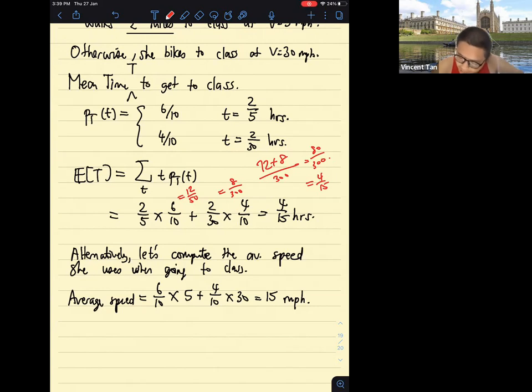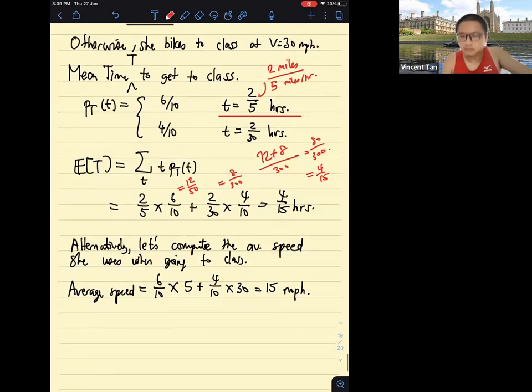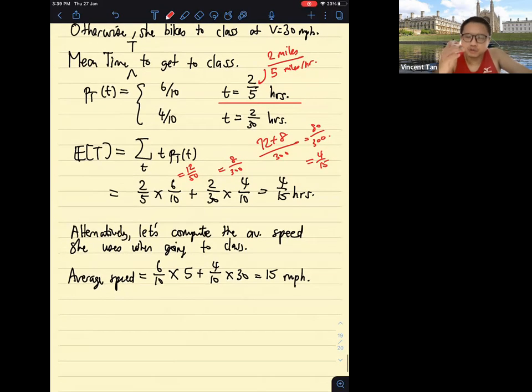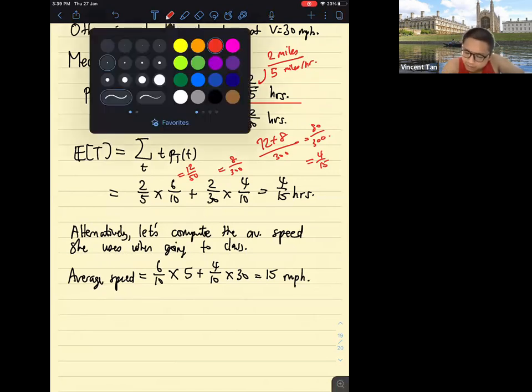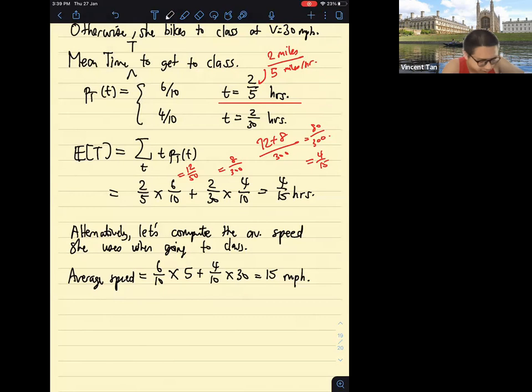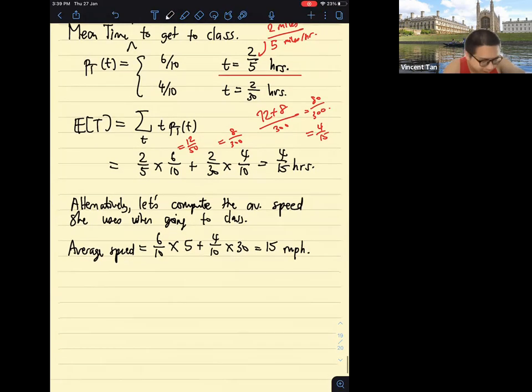So this is basically 2 miles divided by 5 miles per hour, and you get 2/5 hours. You just have to keep track of the units here. It's not so difficult. You got the units wrong. We work in miles and hours. For some reason, this book is written in metric units.